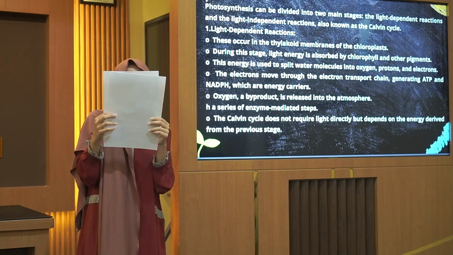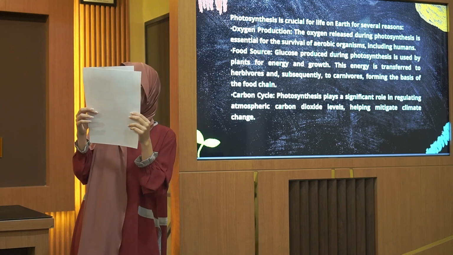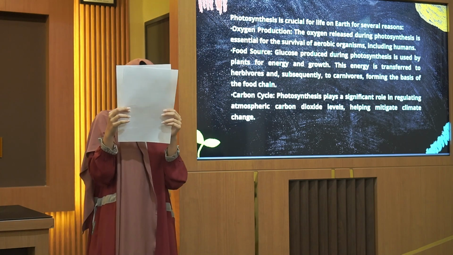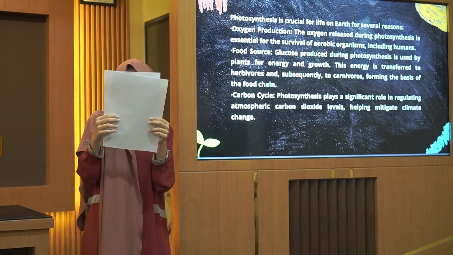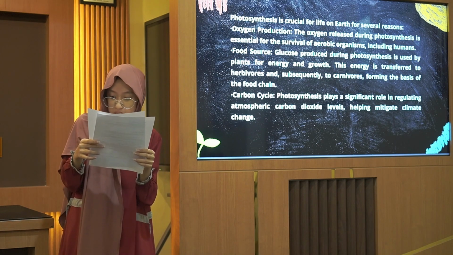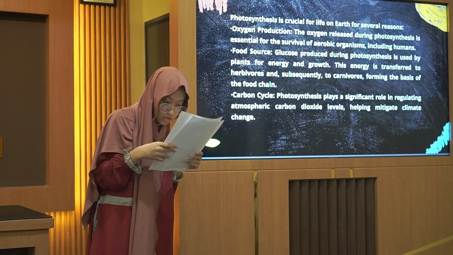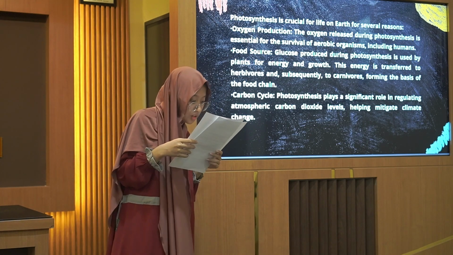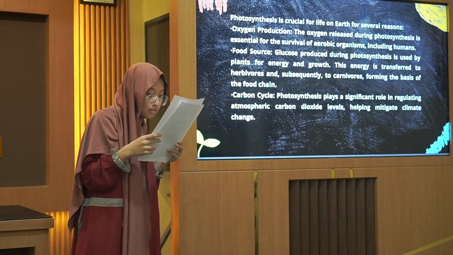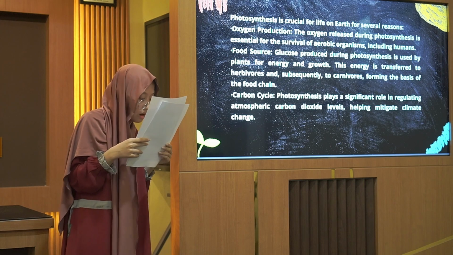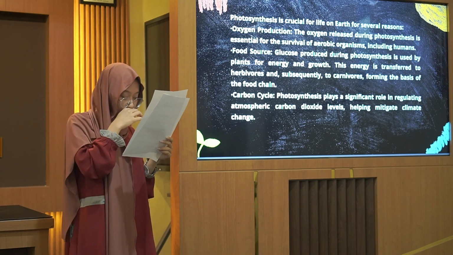Photosynthesis is crucial for life on Earth for several reasons. Oxygen production. The oxygen released during photosynthesis is essential for the survival of aerobic organisms, including humans. Food source. Glucose produced during photosynthesis is used by plants for energy and growth. This energy is transferred to herbivores and subsequently to carnivores, forming the basis of the food chain. Carbon cycle. Photosynthesis plays a significant role in regulating atmospheric carbon dioxide levels, helping mitigate climate change.